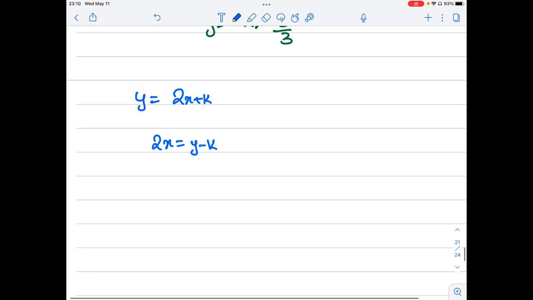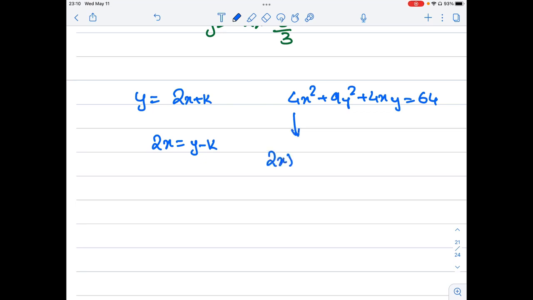So what is that? We have the equation of the curve is 4x squared plus 9y squared plus 4xy equals 64. So I have 2x. So 4x squared can be written as 2x whole squared plus 9y squared plus 2x times 2y equals 64. Now I can plug in this 2x over here.